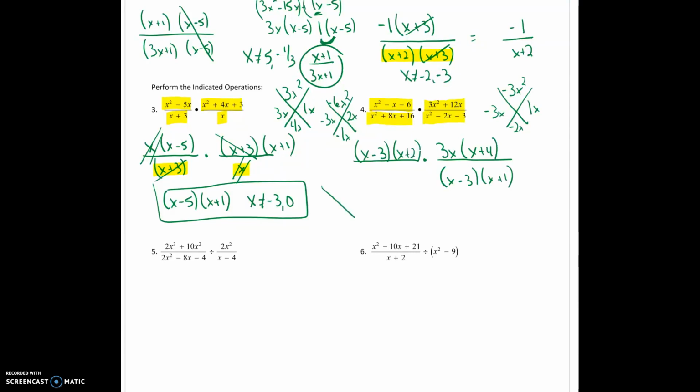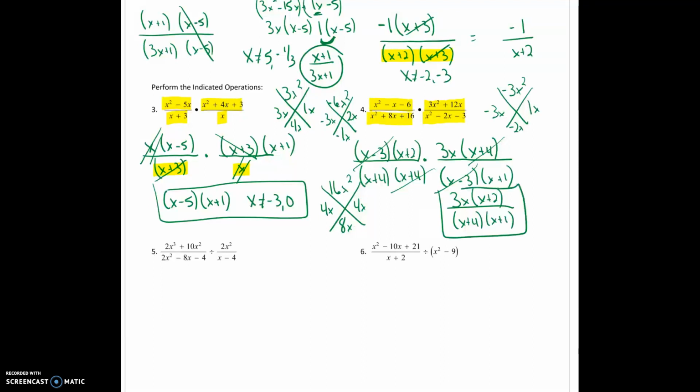And then finally the bottom, what are factors of 16x squared that get me to 8x? And that would be 2 4x's. And it's easy factoring, so x plus 4 and x plus 4. So what we'll be canceling out are the x minus 3's, one of the x plus 4's, and that's it. So my final answer is a 3x with the x plus 2 and an x plus 4 in the denominator with an x plus 1.